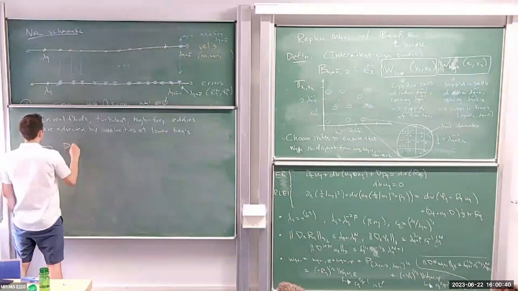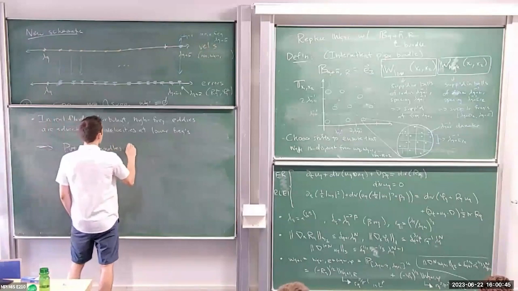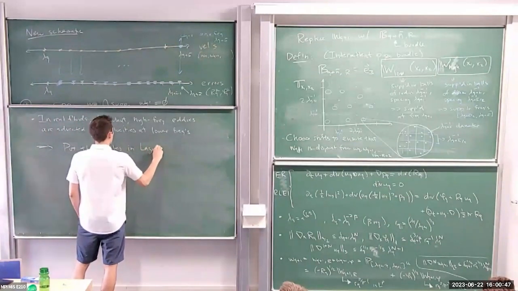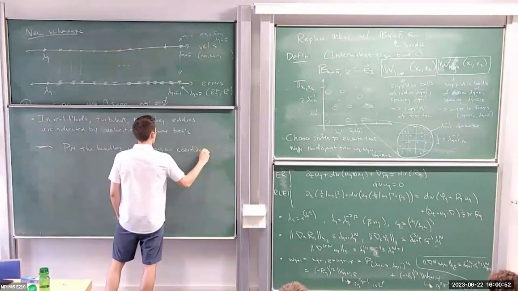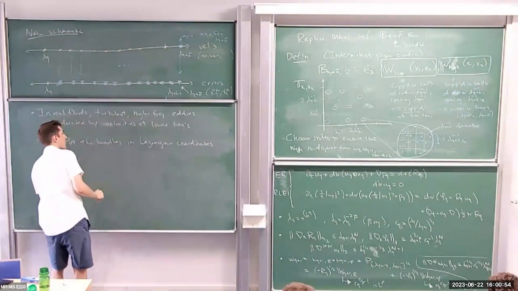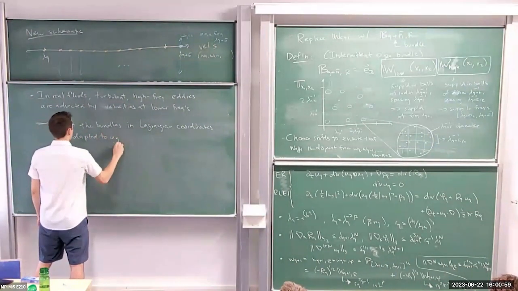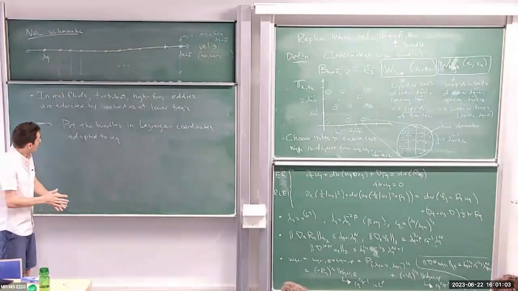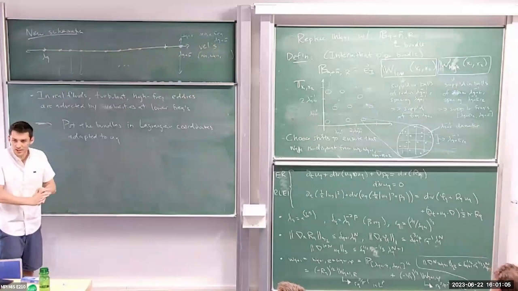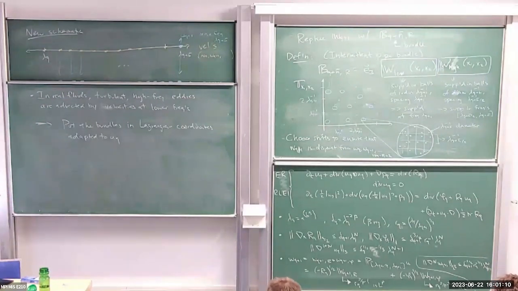So we have to put the bundles in Lagrangian coordinates adapted to u. And this is a pretty technical undertaking. And instead of getting into it with negative one minute left, I'm just going to stop.